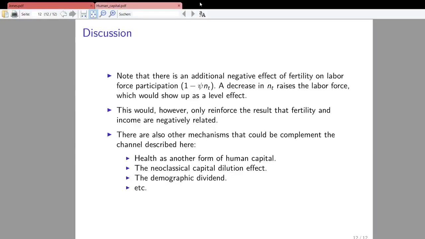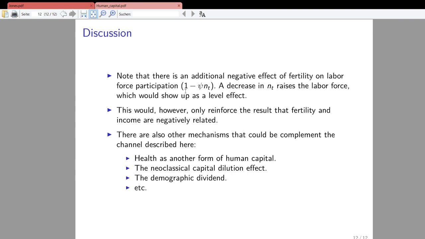So to summarize, in this chapter we have seen a growth model that can account for the negative relationship between fertility and economic growth by means of including the quality-quantity trade-off between the number of children and educating children in the household's decision problem. Now, in addition to the effect that we just discussed, there is another effect that would show up as a level effect actually, and that is that if the number of children increases, then the time that parents spend on the labor market would decrease.